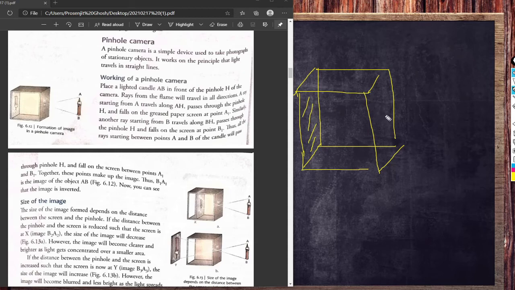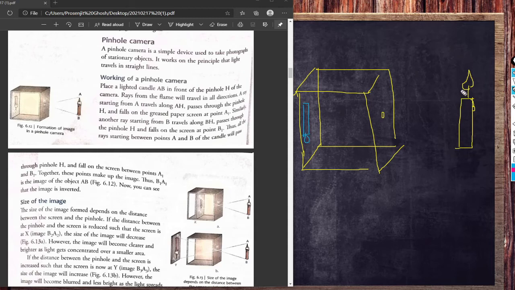Also, another small hole is given in this portion. Whenever a candle is there, we can easily see by the pinhole camera that the image appearing on this screen is a completely inverted candle. But why and how is it happening?